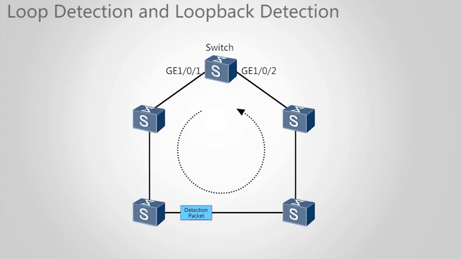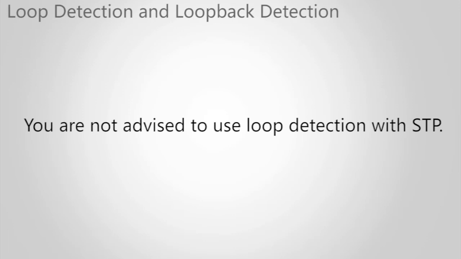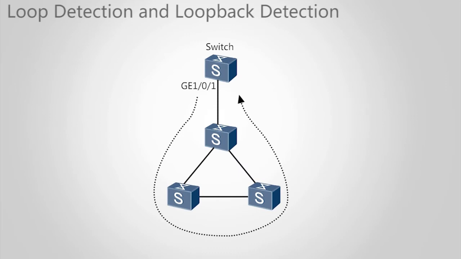If detection packets sent from one interface on a device are returned to another interface on that device, a loop exists. This figure illustrates a network loop. Detection packets sent from GE1/0/1 on a switch are received by GE1/0/2 on the same switch. You are not advised to use loop detection with STP. Unlike the loop detection function, the loopback detection function detects loops on the network that is attached to the device.